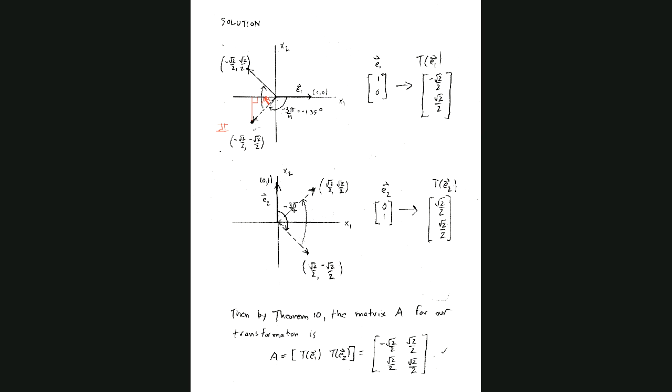So I've done the negative 135 degree rotation, but now what I have to do is take this vector, and I do it with vectors. I take the vector and now reflect it about the x1 axis. And so this coordinate, negative root 2 over 2, negative root 2 over 2, gets mapped to negative root 2 over 2 and positive root 2 over 2, because we're in the third quadrant.